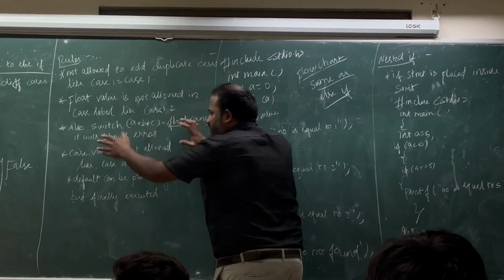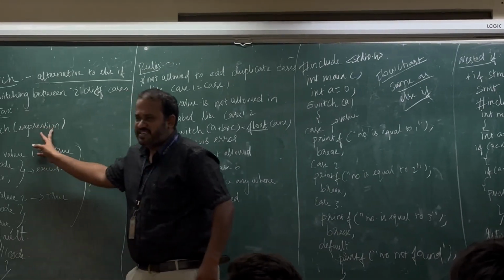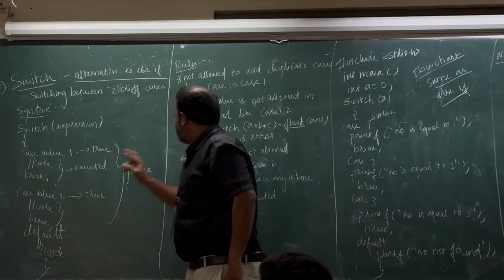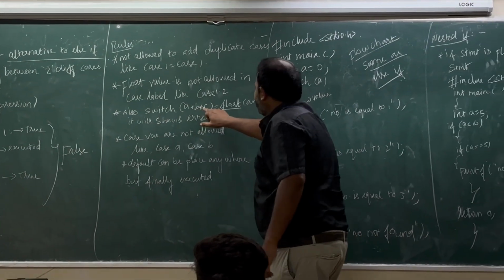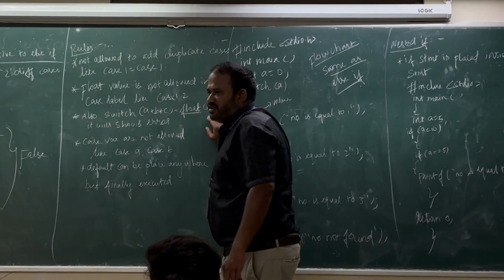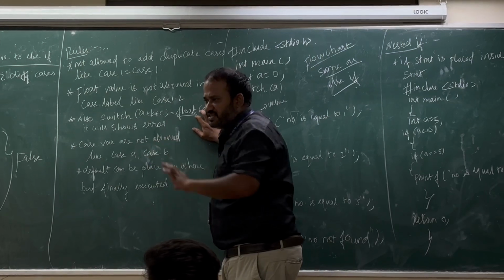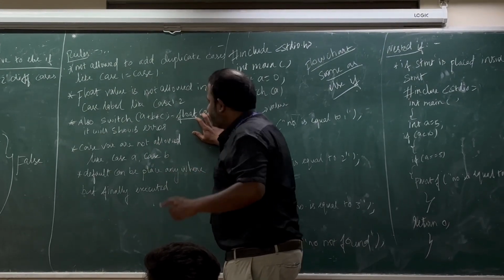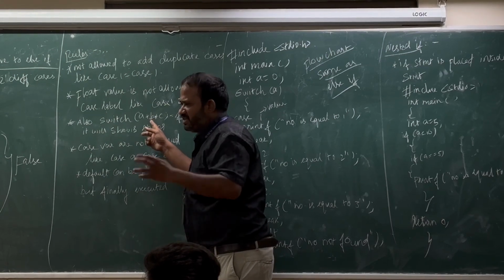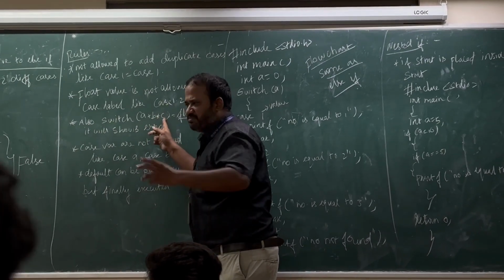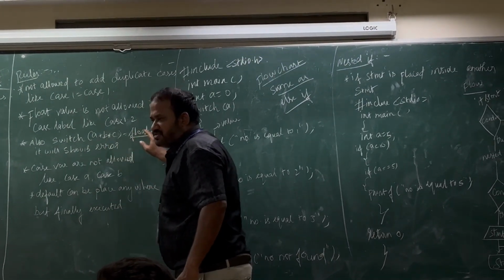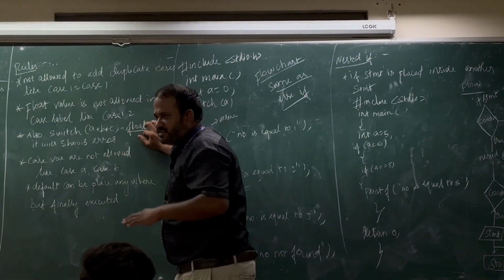The third rule concerns the switch expression. In switch, you have to write the expression here, and the expression can be anything: addition, subtraction, anything. For example, I am writing a plus b into c. If I evaluate this expression and get a float value, this will not be acceptable. It will show an error. Able to understand? Say a is 10 and b is 2.5 or something, and c is some integer value.